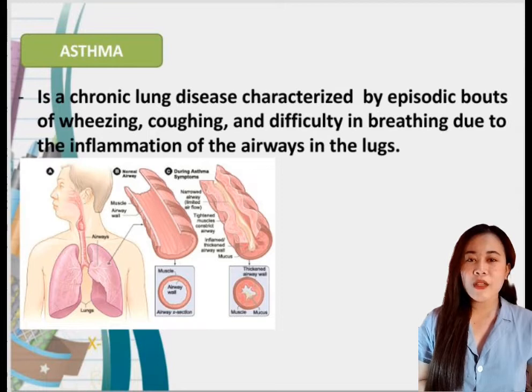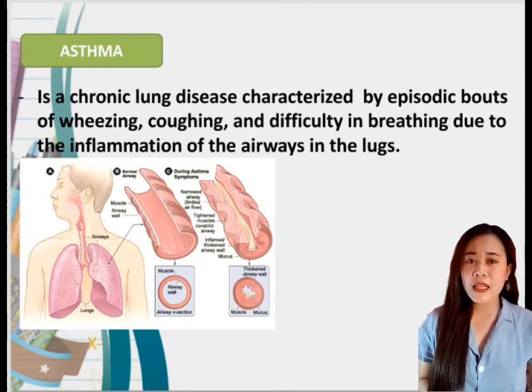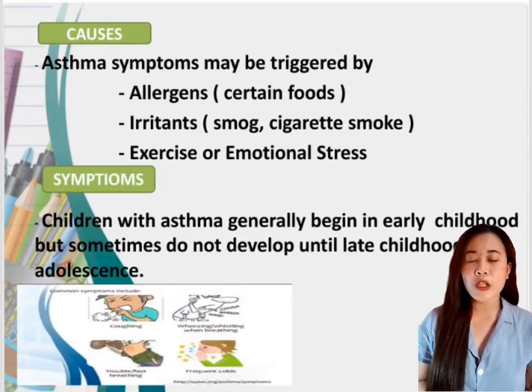Asthma is one of the common long-term diseases of children in which the airways become inflamed. This can cause difficulty in breathing, coughing, and a whistling sound due to the inflammation of the lungs. Exposure to various irritants and substances, usually triggered by allergens, certain foods, irritants and cigarette smoke, and exercise or emotional stress. Symptoms.